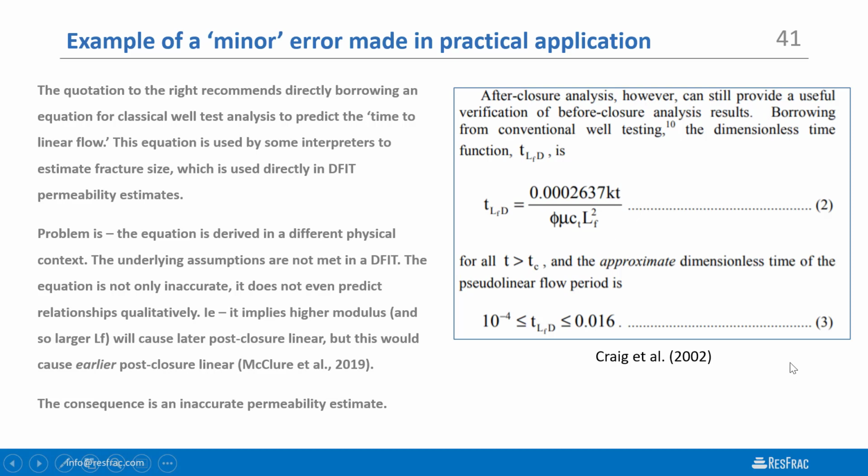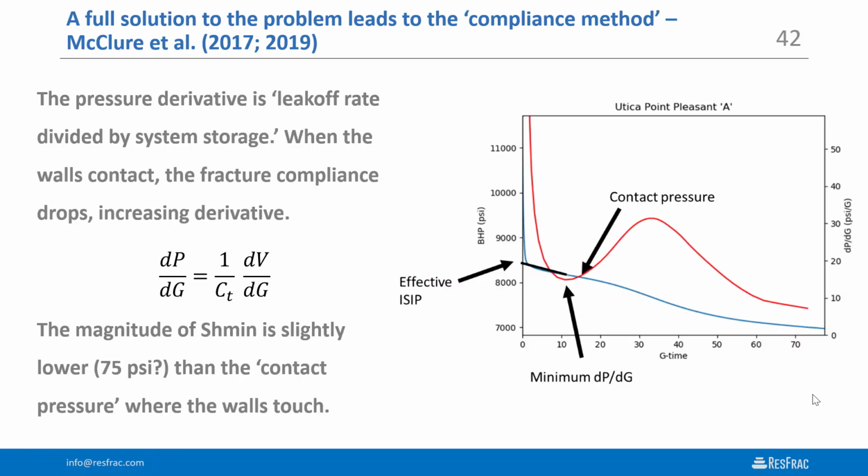So this is an example of how if you just take an equation from conventional well testing and just plop it into DFIT, you can arrive at erroneous conclusions. And so you have to be very careful. And again, you have to be careful because this is a method that is taught and used in the industry. Okay, so I believe I am still a little more on the compliance stuff.